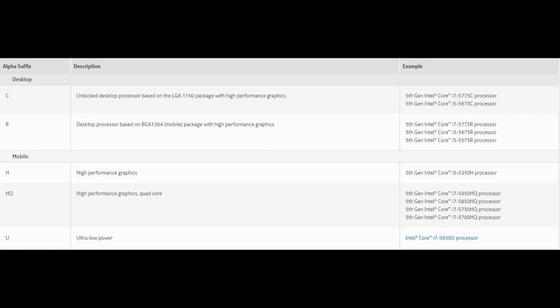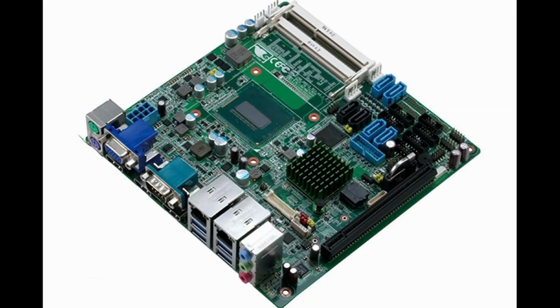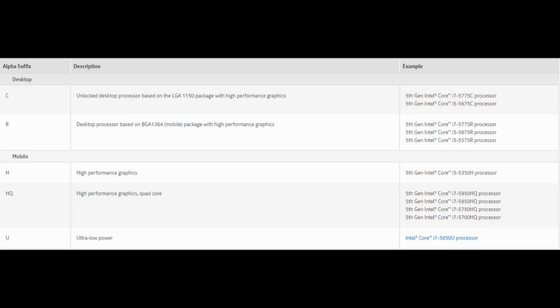C indicates that a processor is unlocked and uses an LGA 1150 socket, and it also has high performance graphics. R indicates that it uses a BGA 1364 socket, which is only available on the EMB QM87A motherboard, which is a mini ITX motherboard. The other designations like H and U are the same as in the other generations.